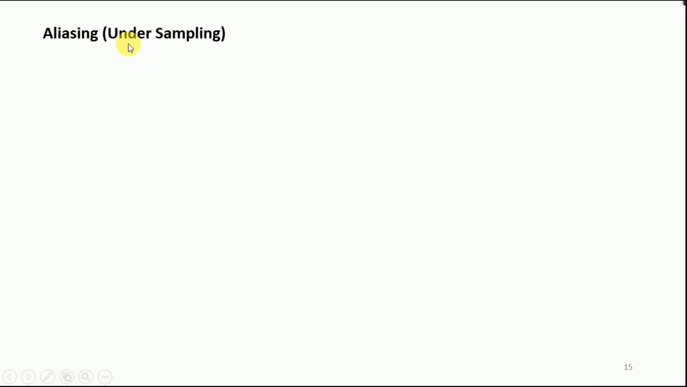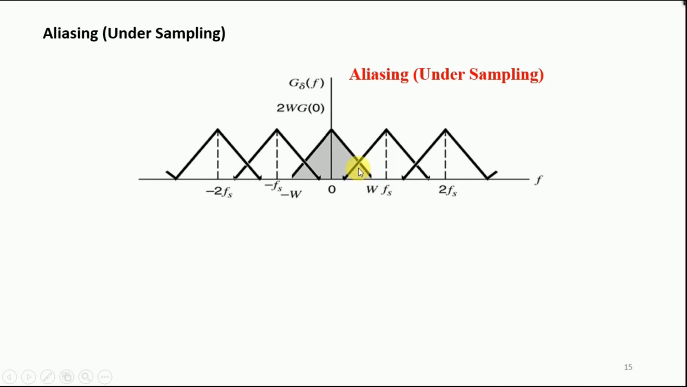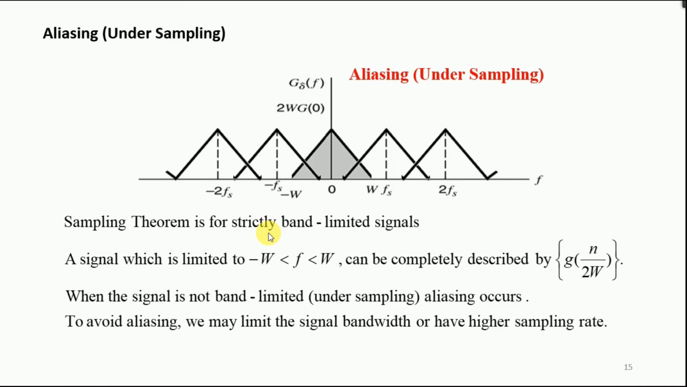Next is aliasing or undersampling. Previously mentioned that we are going to have image stations, and these image stations are going to cause an effect on our original spectrum. So we are going to lose this information. How are we going to rectify this problem? Note that the sampling theorem is for strictly band limited signals. Thus, to avoid aliasing, we may limit the signal bandwidth or have a higher sampling rate. So these are the two criteria. For the sampling rate, you can set this fs to 2W or more, so that would avoid this aliasing. Also, you can pre-process the original spectrum, which I'm going to present next.